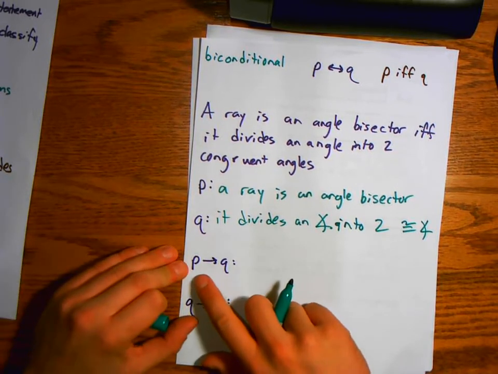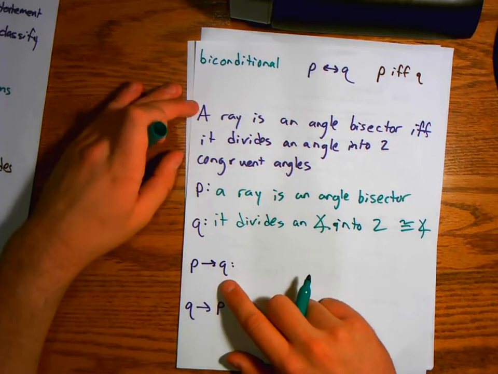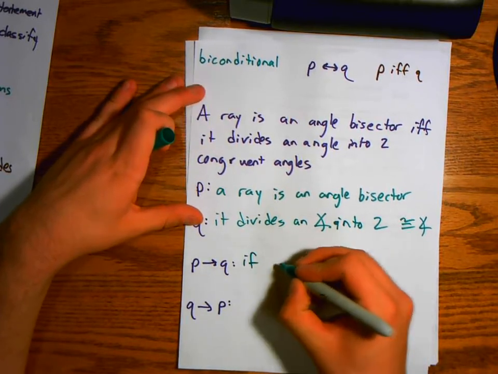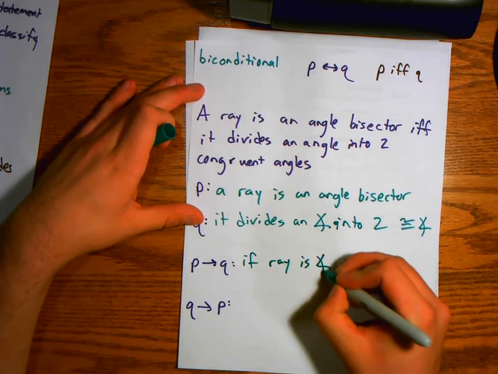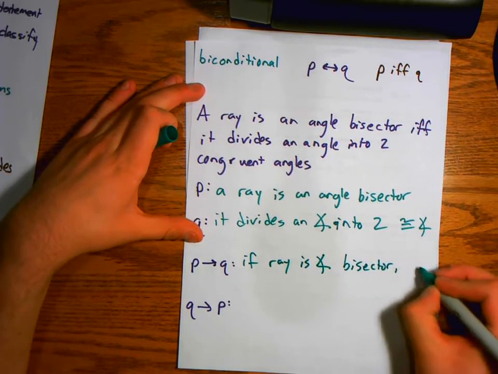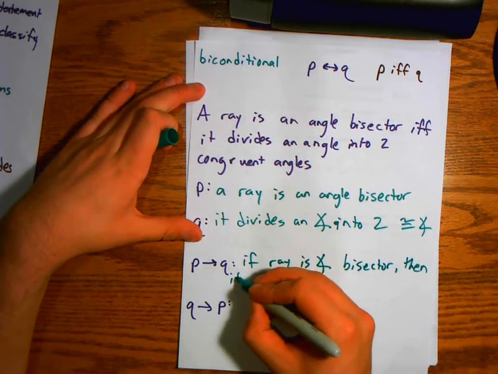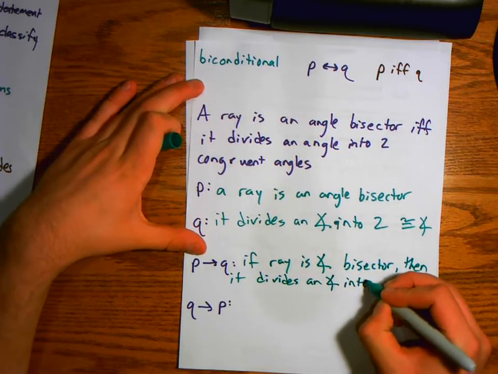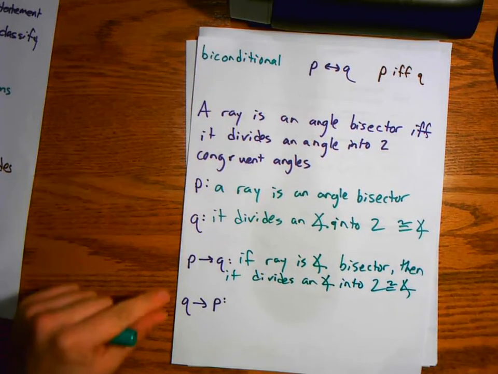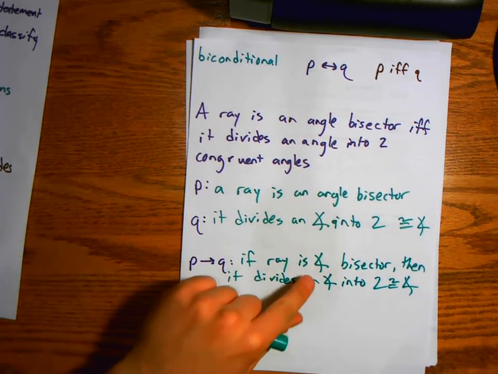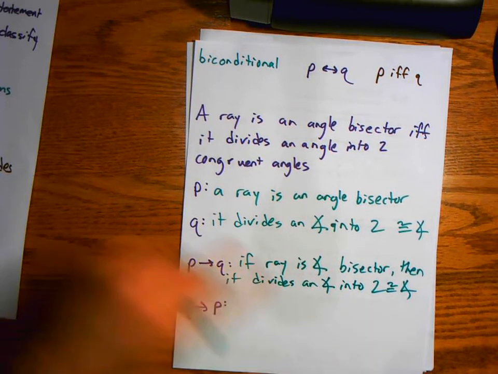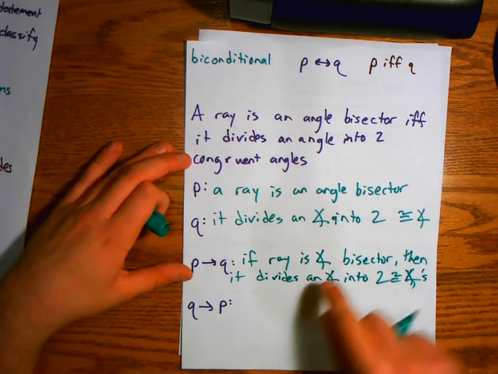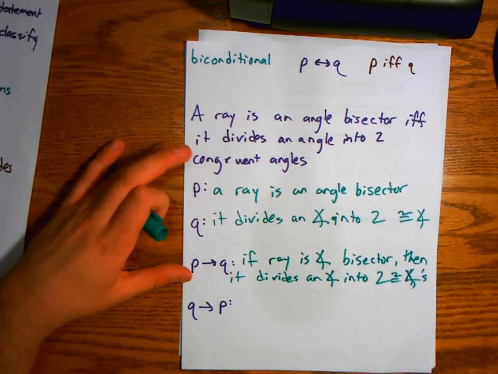Okay, so if we wrote an if P then Q conditional statement, it would be: if a ray is an angle bisector, then it divides an angle into two congruent angles. Now the converse statement, which is if Q then P, is exactly what you see up here in the conditional, but you're flipping your if and thens.